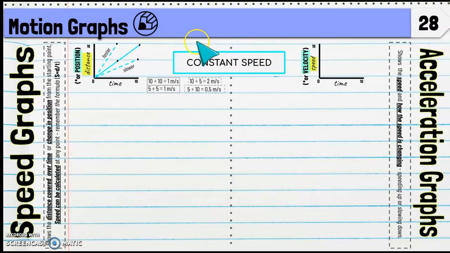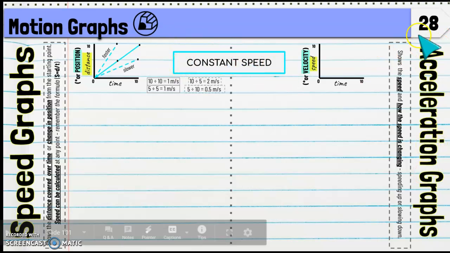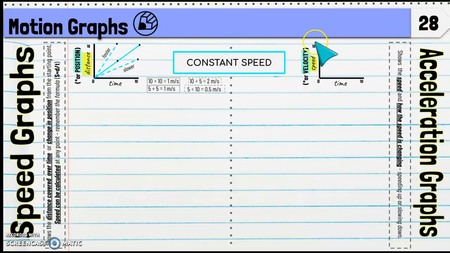Next, we'll take a look at constant speed for the acceleration graph. On the acceleration graph, we see along the y-axis, we now have speed, and the x-axis, we still have time. So this line is going to tell us how the speed is changing, whereas over here, that line told us how the distance was changing. Another word you may see on the y-axis would be velocity, because remember, velocity does tell us speed, but it includes a direction.